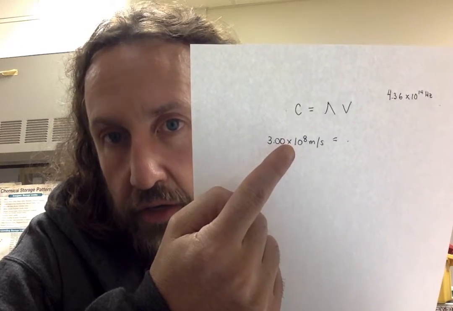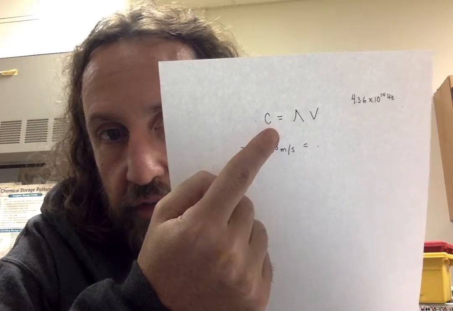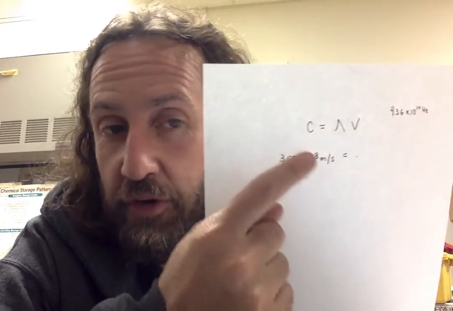C is a constant, but C does not stand for constant. C is just the assigned letter for the speed of any electromagnetic radiation in a vacuum. There are other constants that we'll talk about, so don't think C stands for constant. It's okay if you did for a second, but not anymore.